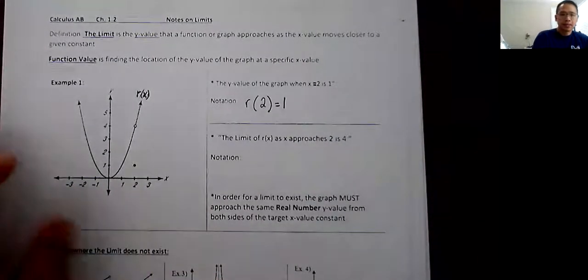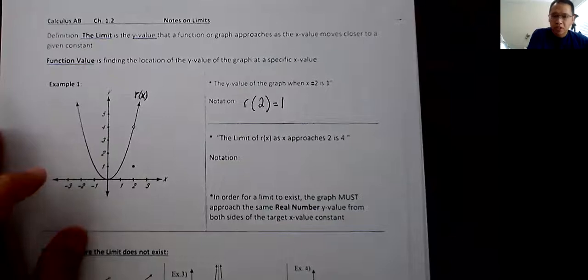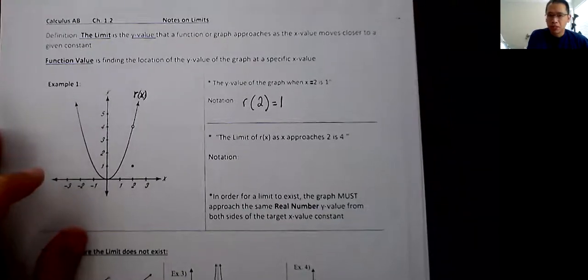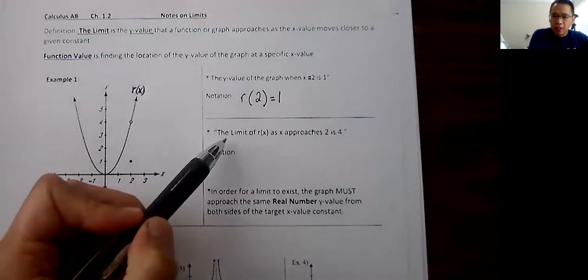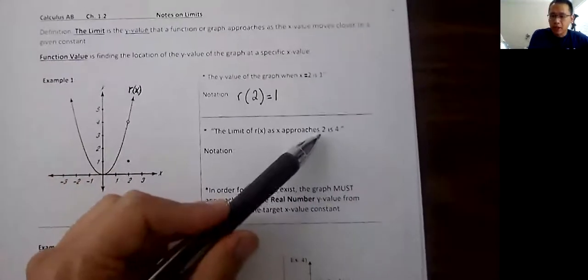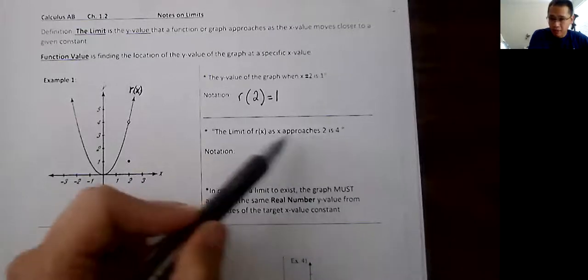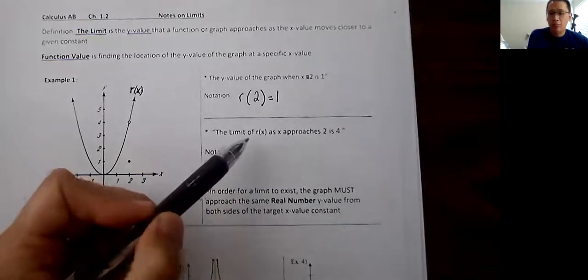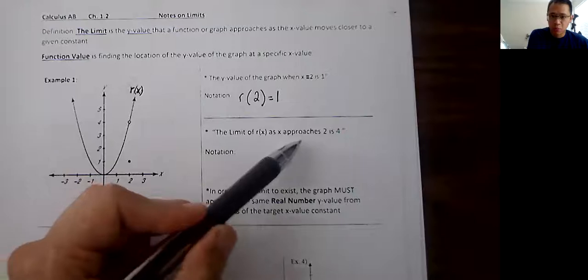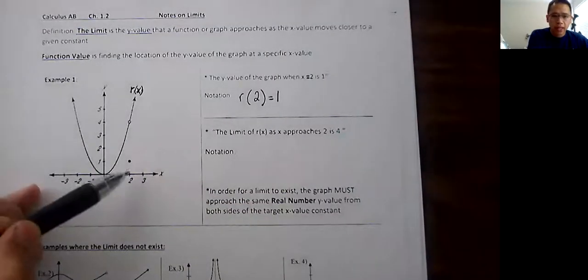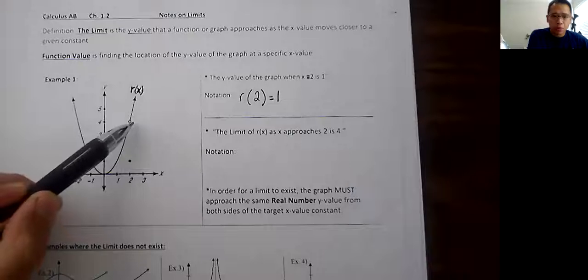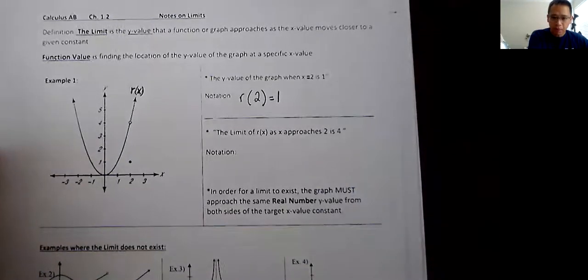All right. Now, limit is similar, but also there are some distinct differences. Okay. Now, the limit is not talking about necessarily the location at that specific x value. It's the approach, and that's something that we have to get used to. So the limit of the function r of x as x approaches 2 is actually 4. So we see that at x equals 2, the point is 1, but the limit is actually going to exist where that hole is. Okay.